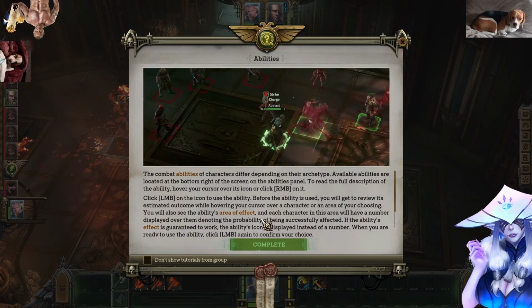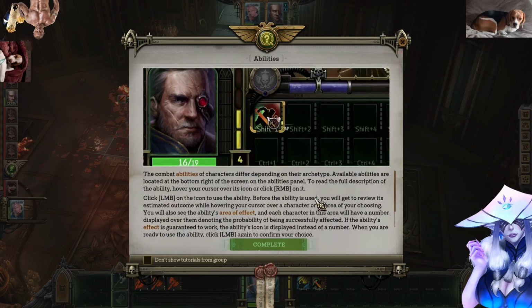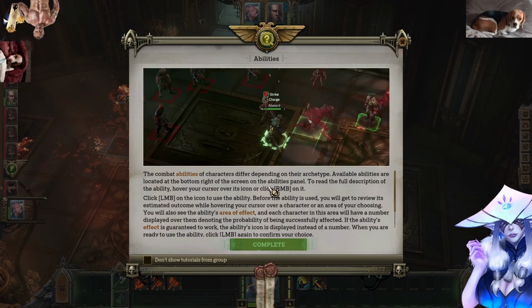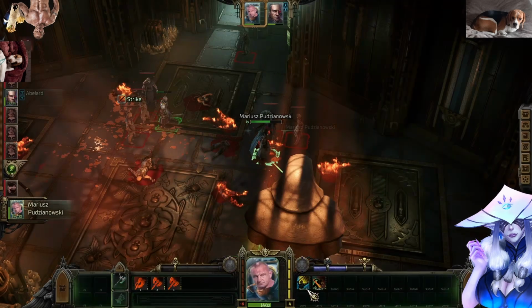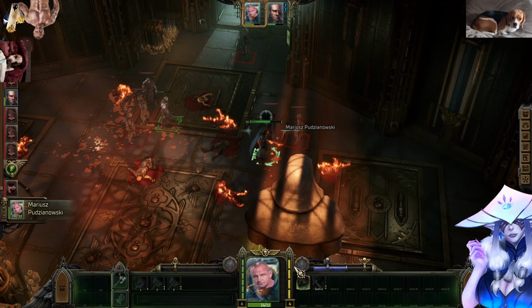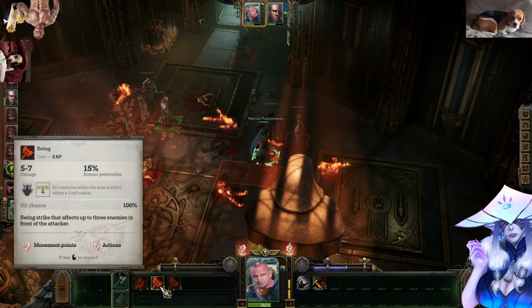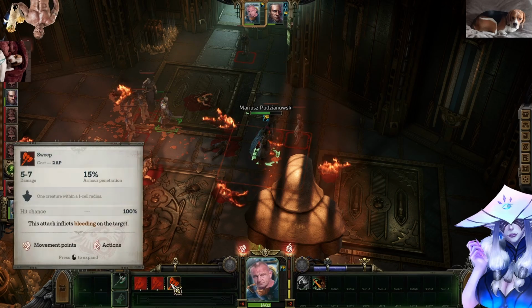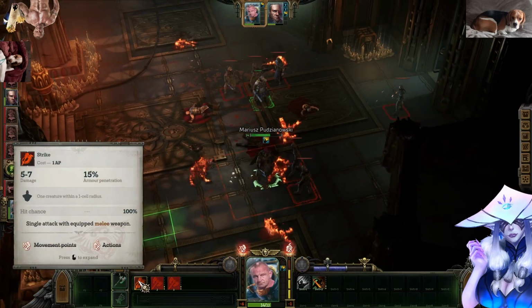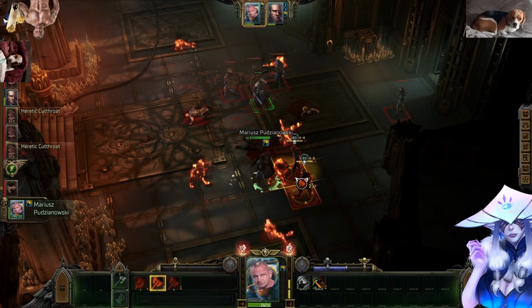The combat ability of characters differ depending on the archetype. Available abilities are located at the bottom right of the screen. Okay, yeah, okay. So what is this? Swing? Swing strike that affects up to 3 enemies in front of the attacker. Inflicts bleeding on the target. And then just regular attack. Well, I have guys in front of me.